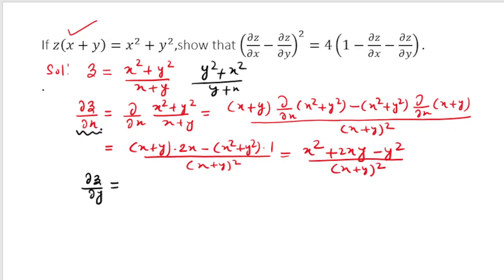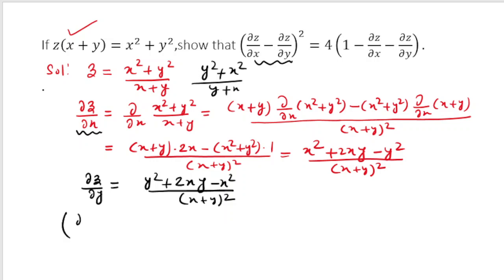So using the symmetry argument, I can write ∂z/∂y. When differentiating z with respect to x, I am getting minus y². So with respect to y, I should get minus x². So I will write y² plus 2xy and minus x², divided by (x + y) whole square. Now I have to evaluate this term.